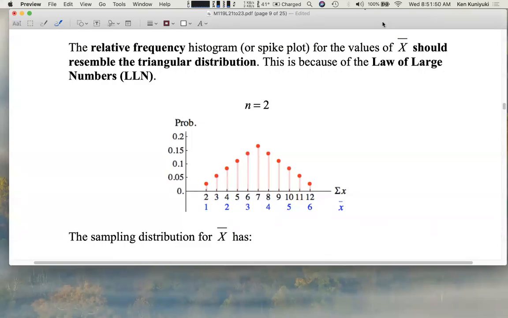Hi everyone. We're continuing with our discussion of the central limit theorem, the CLT, for sums and more importantly, for averages or means. We left off last time with talking about this relative frequency histogram, or spike plot in this case, for the values of x bar, a sample mean, in the case where x bar is the average of a pair of dice when a student rolls a pair of dice.